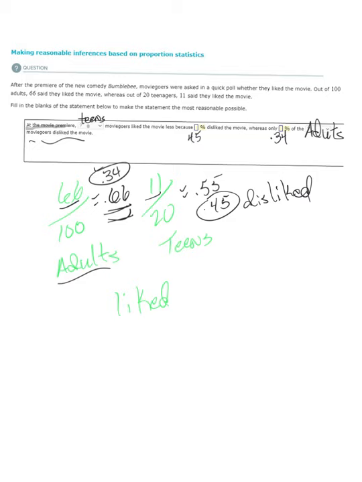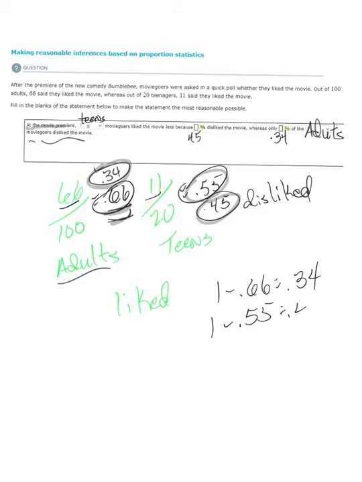So this 0.34 and this 0.45 are actually the complements to the percentage we found here and here. I got that number by subtracting my 0.66 or my 0.55 from 1. 1 minus 0.66 is my 0.34. 1 minus my 0.55 is my 0.45.